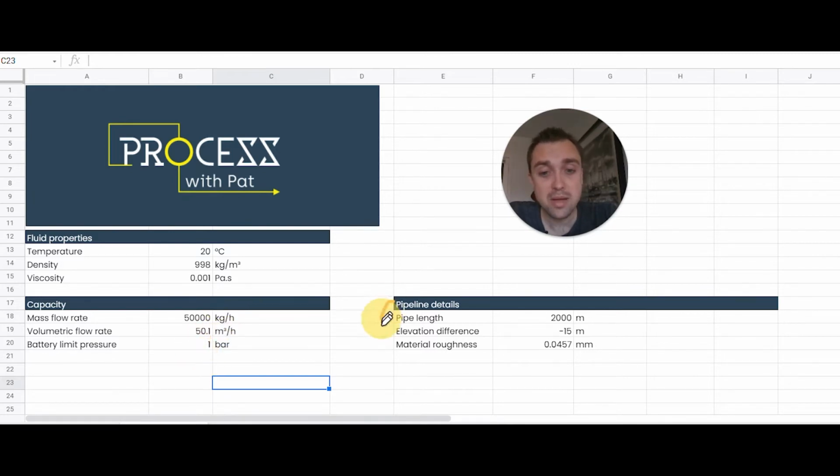I've also said a little bit about the pipeline. We know it's 2000 meters. We know that the elevation difference is 15 meters. The minus means we're going downhill. I suppose maybe I could have put that over here. It doesn't matter. And then we need a material roughness.